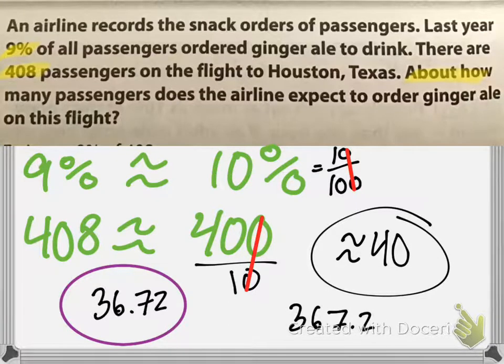And this is why we round. 367.2. Is that close to 40? No. So we would go, okay, we did some math wrong. But when we get our answer to be 36.72, 36 and 72 hundredths, we go, hey, we got it right. We know what we're doing.